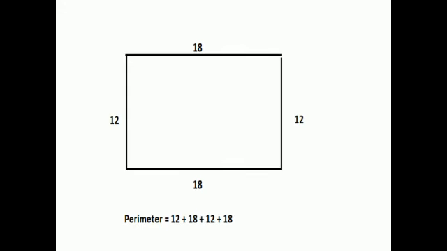For example, they have given here a rectangle whose length and breadth is given. We know that in a rectangle opposite sides are equal. So it is 18 centimeters, so the opposite side is also 18. Then here it is 12, then here also it is 12. So we have to add it. Means the sum of all sides is known as perimeter. Perimeter is equal to 12 plus 18 plus 12 plus 18.